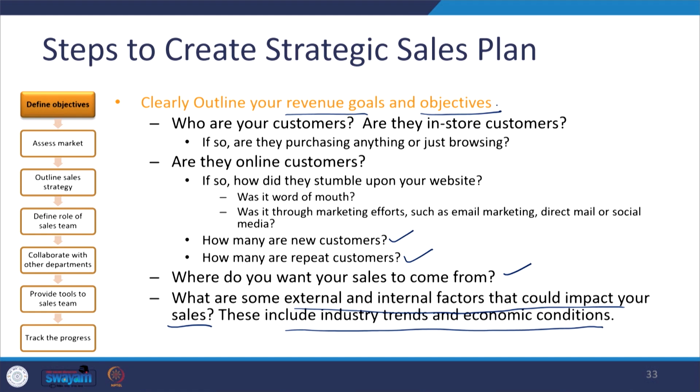So for example, a revenue goal can be: I will have 10% of my market share in offline retail stores through sales promotion campaigns. So the goals have to be SMART, which means specific, measurable, attainable, accessible, and time bound. In what time period do you want to achieve a particular goal?